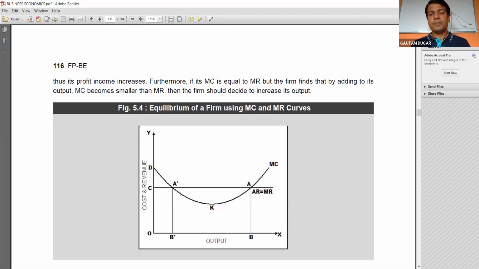Because here at this point A, the MR curve is being intersected by the MC curve from below, at the rising point. At the point A dash, the MC curve is falling. So the firm will stop its production at the output level OB.